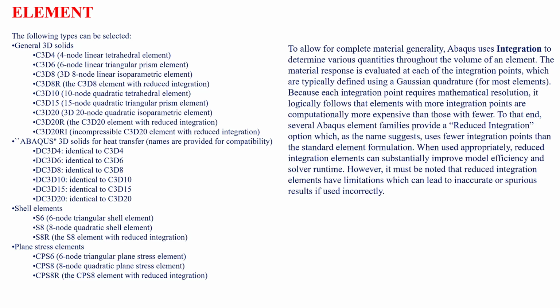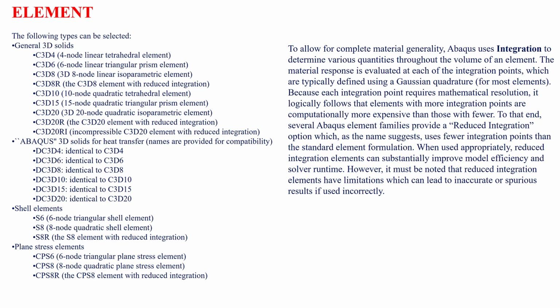So now, what exactly is this reduced integration? Abaqus uses integration to determine the various quantities throughout the volume of the element. The material response is evaluated at each integration point, for which we use Gaussian quadrature, because each integration point requires a mathematical solution, right? So it logically follows that elements with more integration points are computationally more expensive as well, and will take more time.